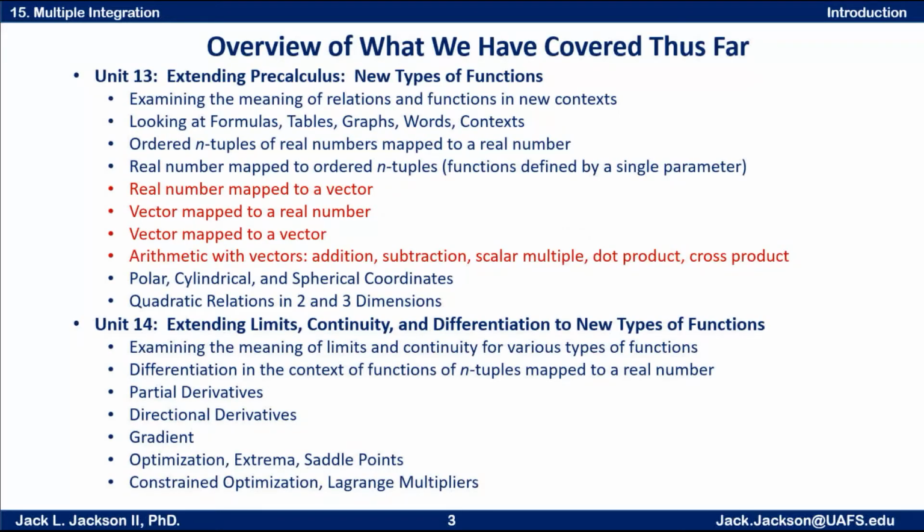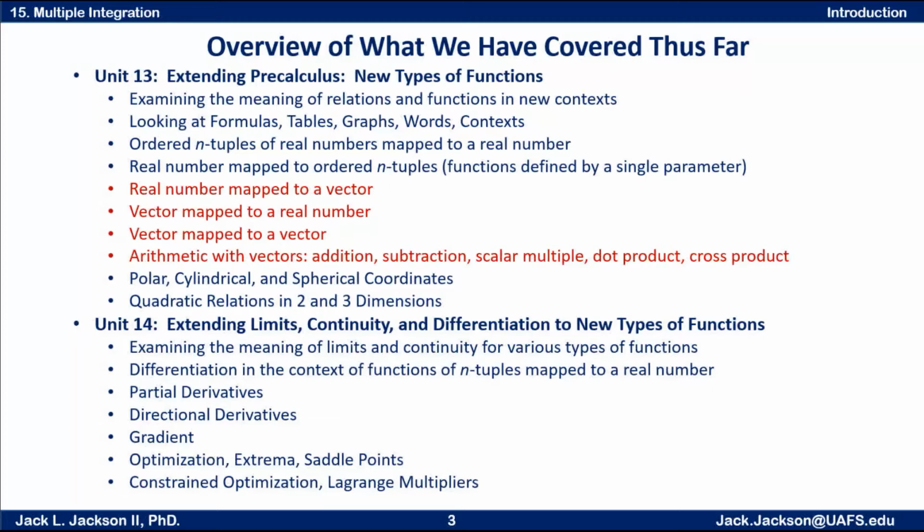First of all, let's think about what we've covered thus far. Our Unit 13, or Unit 1 in Calculus 3, was talking about extending pre-calculus to new types of functions. So we looked at the meaning of relations, functions in new contexts, looked at formulas, tables, graphs, words, and did them in context. Some of the types of functions that we looked at, of course, in Cal 1 were mainly just real valued functions of a single real variable, so both the input and the output of the function were single real numbers, so just ordered pairs of real numbers.